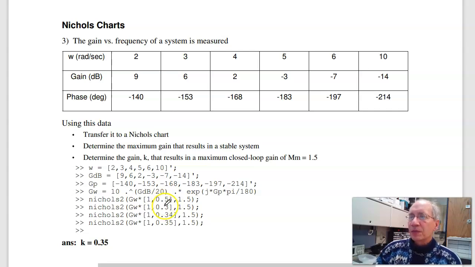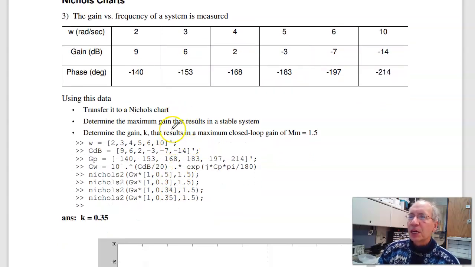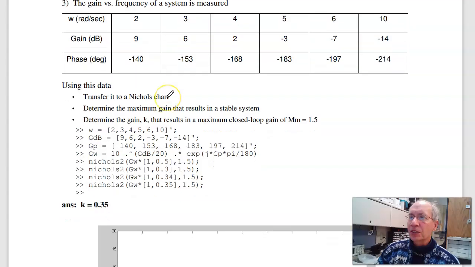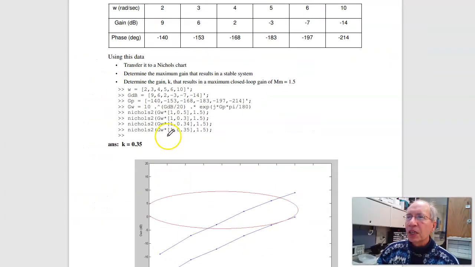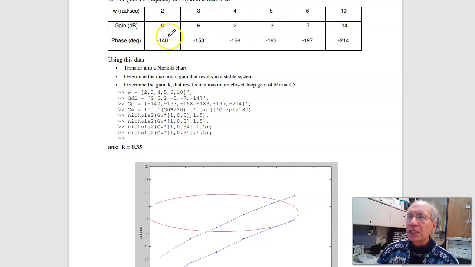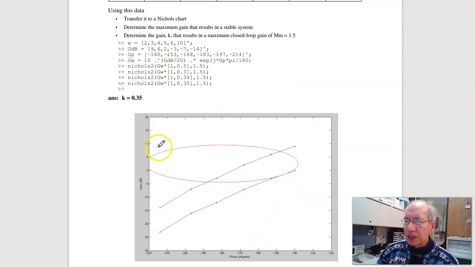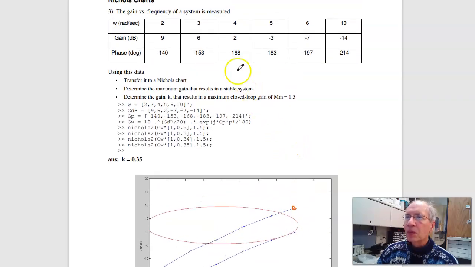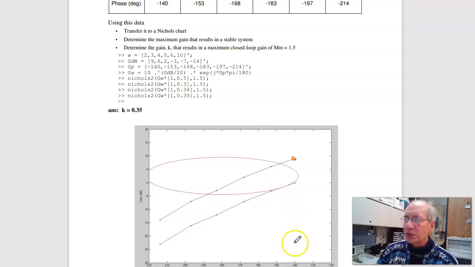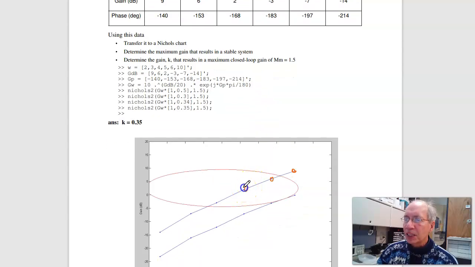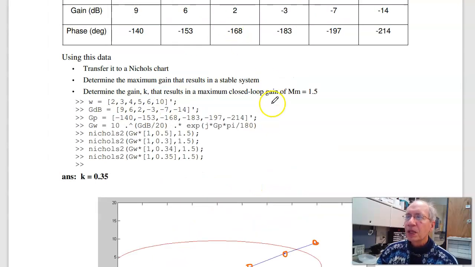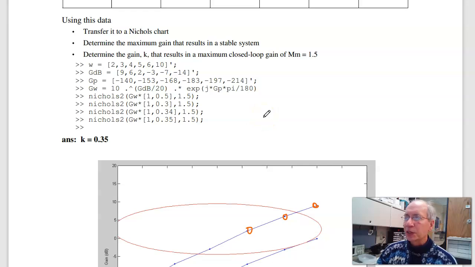Well, to do that, I will use a Nichols chart. I'm going to take this data and plot it on a Nichols chart. So here's my Nichols chart. I've got the first one. Gain is 9 dB at minus 140 degrees. So here's 9 dB at minus 140 degrees. There's my first point. 6 dB at minus 153. Here's 6 dB at minus 153. 2 dB at minus 168, and so on. That's one way to do it. On a test, that's what I would do.